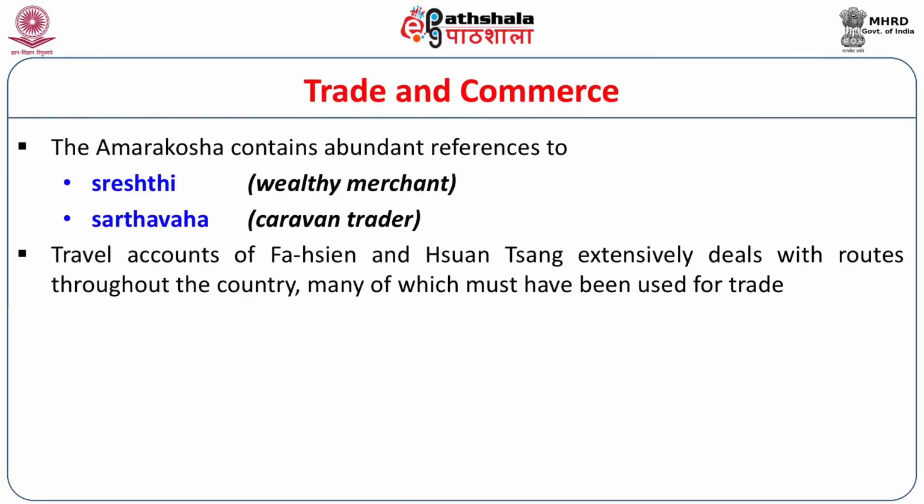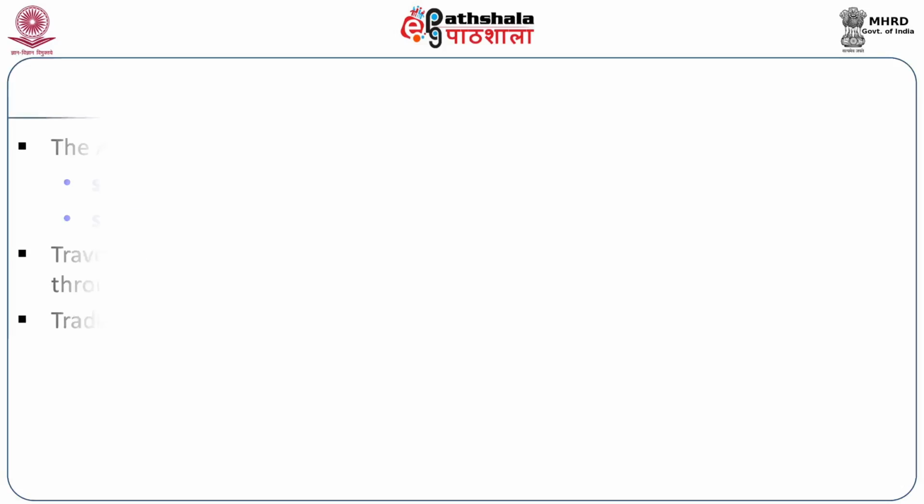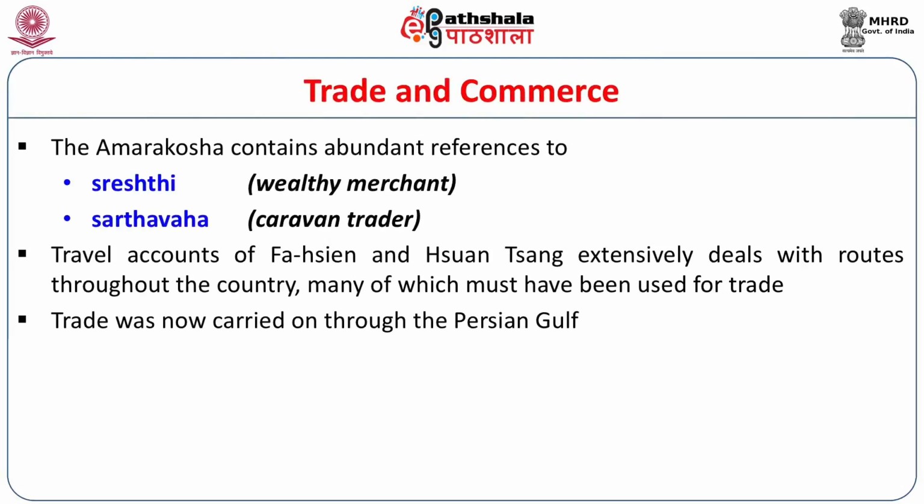The travel accounts of Fa-Xian and Xuanzang extensively deal with routes throughout the country, many of which must have been used for trade. Now the use of routes and ensuring the safety of the routes is an important function of the state. The trade was now carried on through the Persian Gulf.